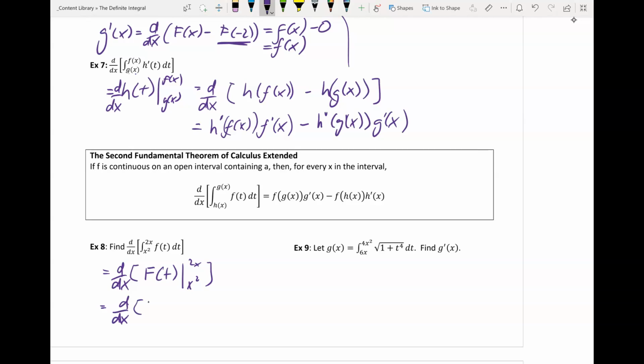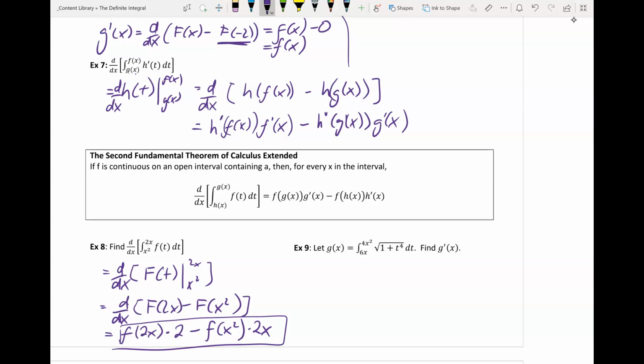So then we have f of 2x minus f of x squared. Now we want to take the derivative. So the derivative of f is going to be little f. Leave the inside alone, then we'll take the chain rule and take the derivative of 2x, which is 2. The derivative of f is just little f. Leave the inside alone. Multiply it by the derivative of x squared, which is 2x. And that's it. That's our answer.